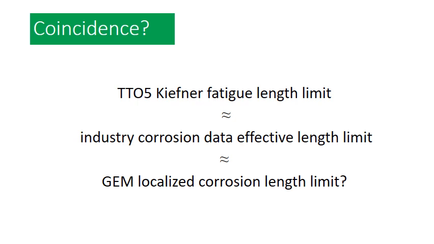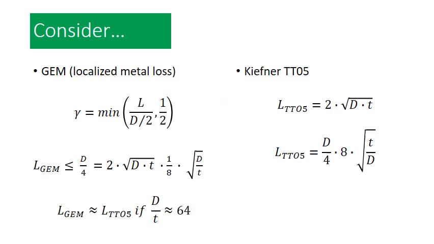Is it a coincidence that all of these 3 are very consistent with each other? So if I take a look at my GEM model and I look specifically at localized metal loss, I've published several reports where I've shown that for my model, the gamma exponent for localized metal loss is equal to the minimum of the length of the flaw divided by the ratio, but up to a maximum of 1/2. And when you wrap your head around that, you'll come to realize that that means that there's an effective length limit in the GEM model that's equal to or less than diameter divided by 4.